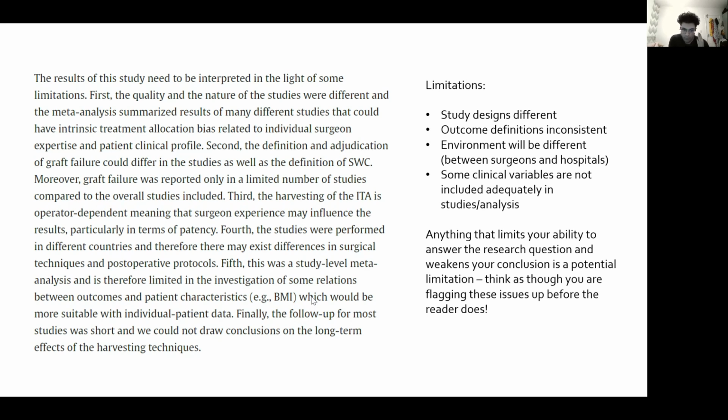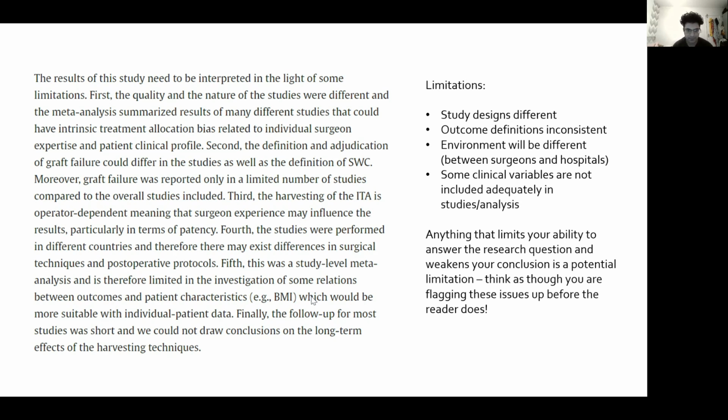The harvesting of the IMA is operator dependent. So that's obviously the environment, because different surgeons and different hospital techniques may differ, which will lead to differences in outcomes. And the last one is that studies are performed in different countries. So, again, they might have different practices, different ways of doing things.